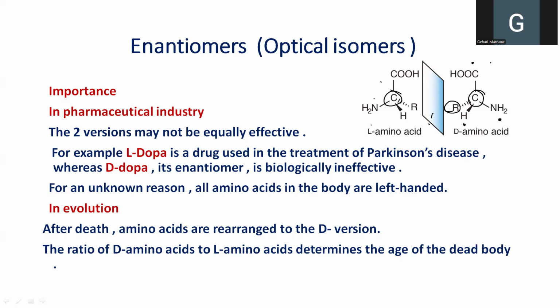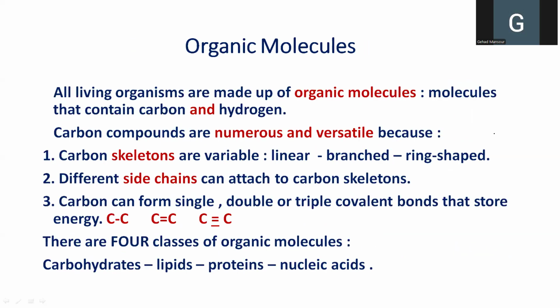And for an unknown reason, all the amino acids in the body are left-handed. And in evolution, it has been discovered that after death, amino acids will be rearranged to give the D version. And just like we did in radioactivity, the ratio of D amino acids to L amino acids in a dead body can be an indication of the age of the dead body because it takes time.